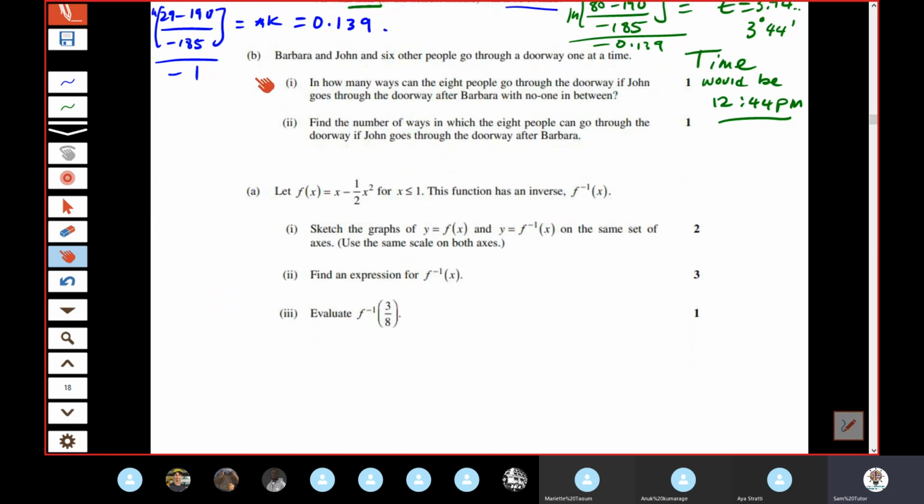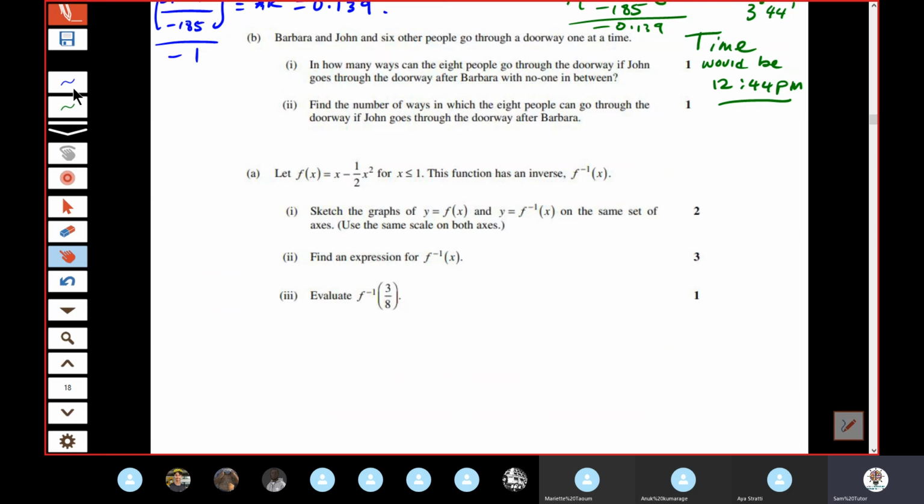Okay, part B. Barbara and John and 6 other people go through a doorway one at a time. In how many ways can the 8 people go through the doorway if John goes through the doorway after Barbara with no one in between? All right, someone give me an answer. 5 factorial. We got an answer of 5 factorial. Let's see what everybody else reckons as well. Anyone else have a different answer?